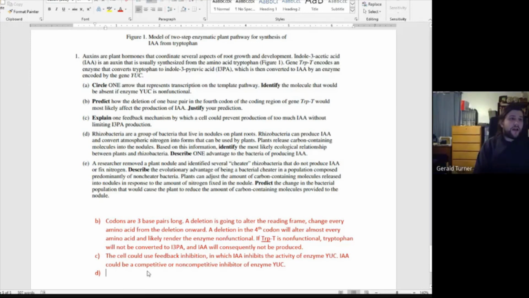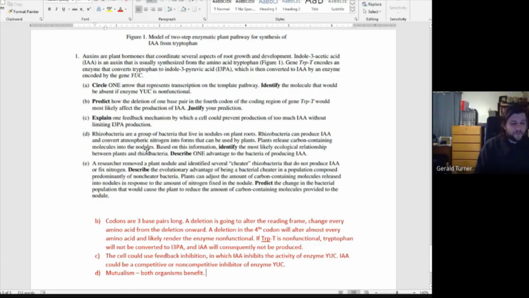So identify the most likely ecological relationship between plants and rhizobacteria. This relationship where it's mutually beneficial is called mutualism. So that's the part that they wouldn't expect you to know. But we can describe an advantage to the bacteria for producing IAA. And that advantage is those plants release carbon-containing molecules into the root nodules.